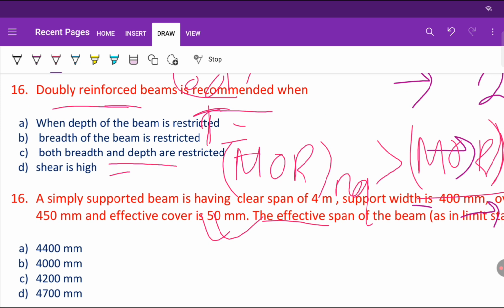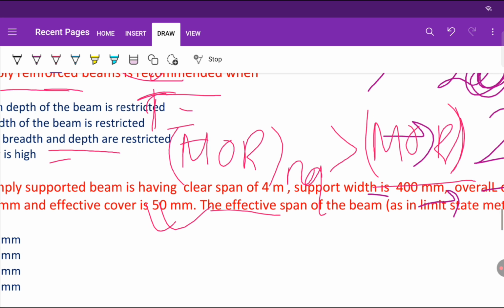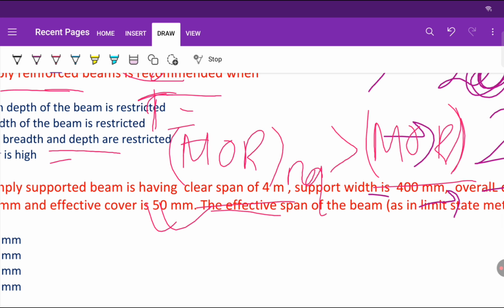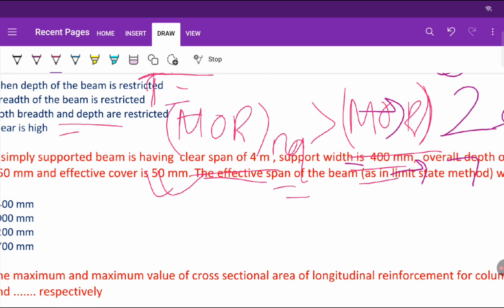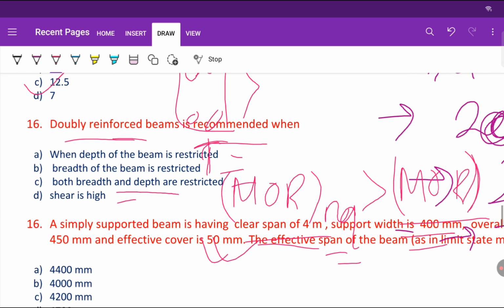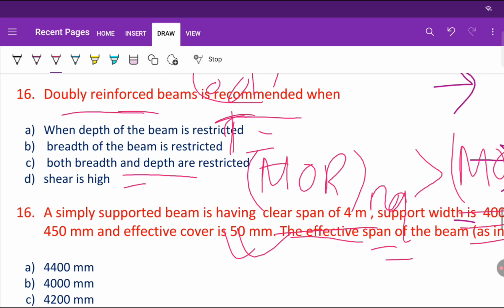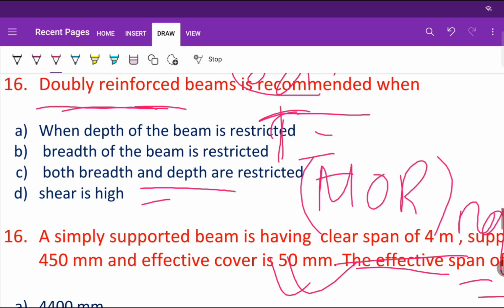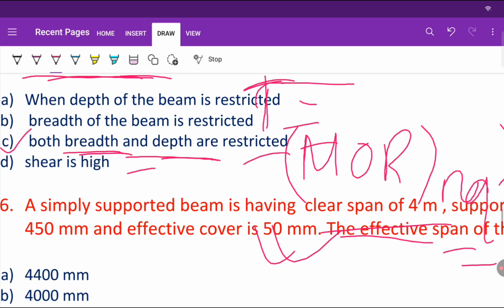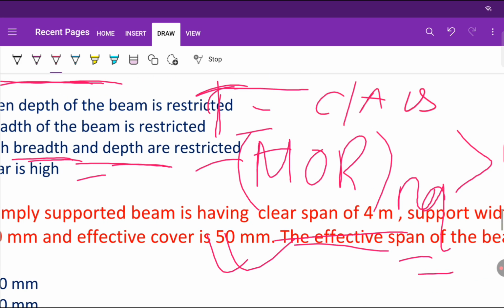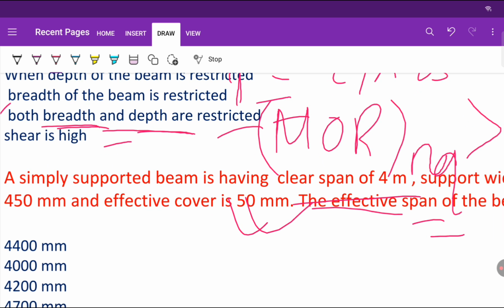So we recommend a doubly reinforced beam when the moment of resistance required is greater than the moment of resistance provided, right? Also, when the cross section area of the beam is restricted, we will design it as a doubly reinforced beam. So the option will be C. Both breadth and depth are restricted, right? When the cross section area is restricted, then we will design the beam as doubly reinforced.